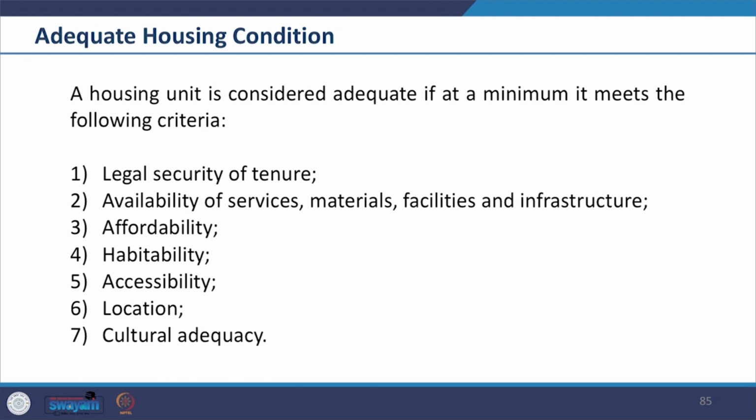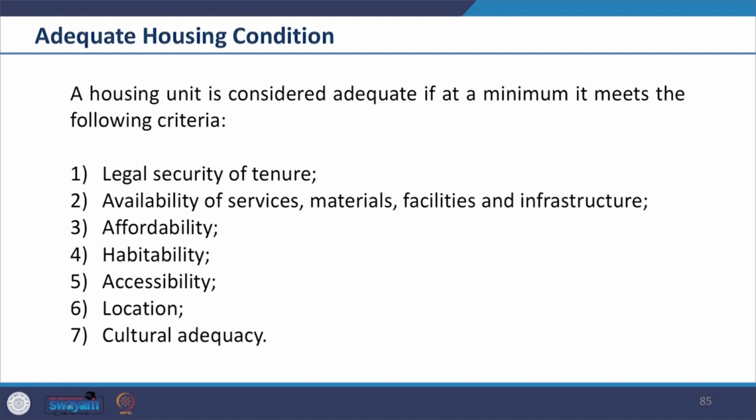Third, affordability, as house is not adequate if its cost threatens or compromises the occupant's enjoyment of human rights. Fourth, we see habitability, as a house is not adequate if it does not guarantee physical safety of the people who live in, or they provide adequate space as well as protection against the cold, damp, heat, rain, wind and any threats to their health and any structural hazards. So, that point is considered here, that the house should be habitable.